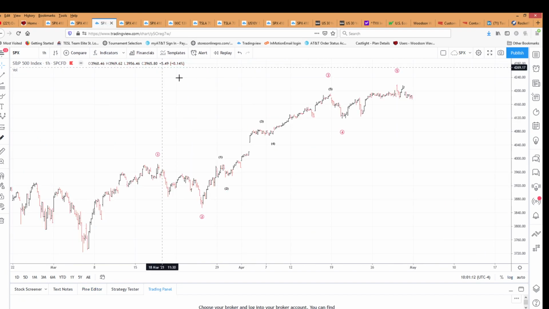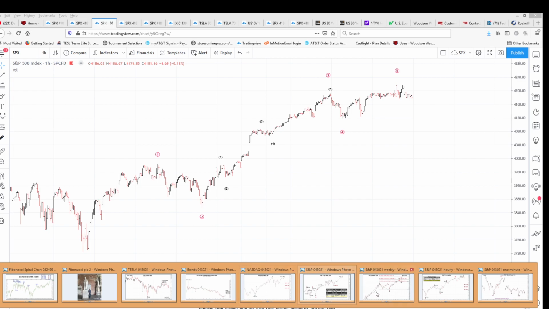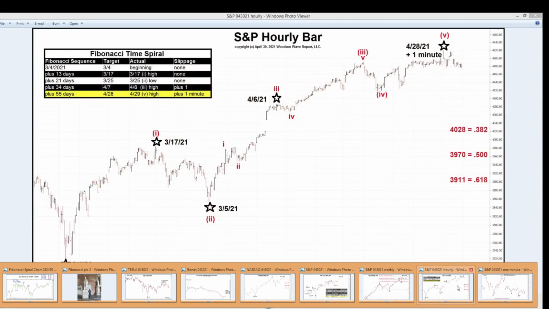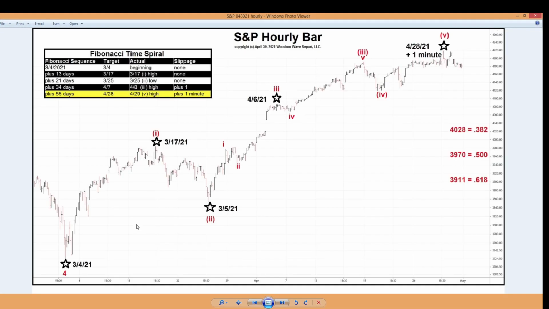So I want to get back into that chart from the March 4 low. Let me see if I have a little summation of that for you guys. That's it right there. Okay, here's our hourly bar, and this is where I started to do a Fibonacci time spiral. I've been doing this for decades, as you can see, from at least 1999. But I've always done it from tops, looking for lows, and ended up finding more turning point highs. This one I started from a low for the first time, and this one is dead on.